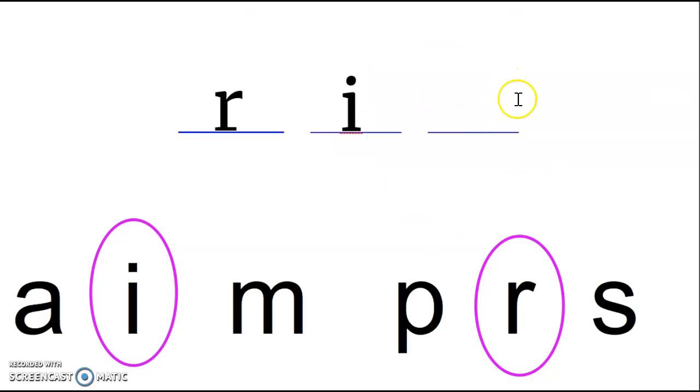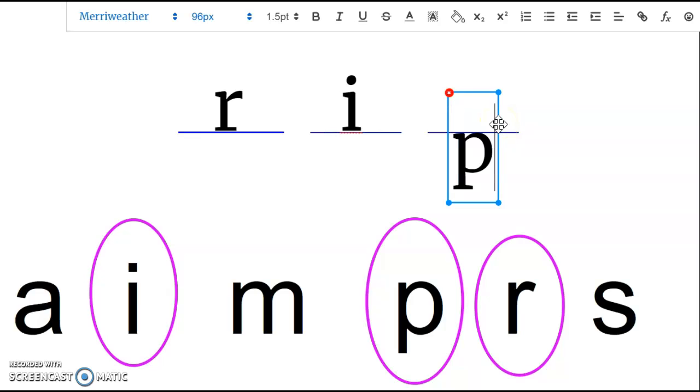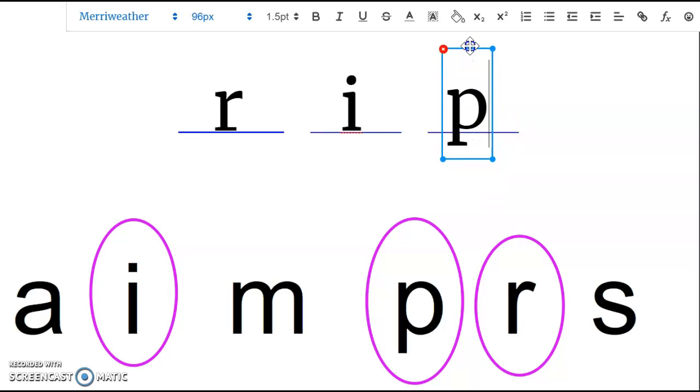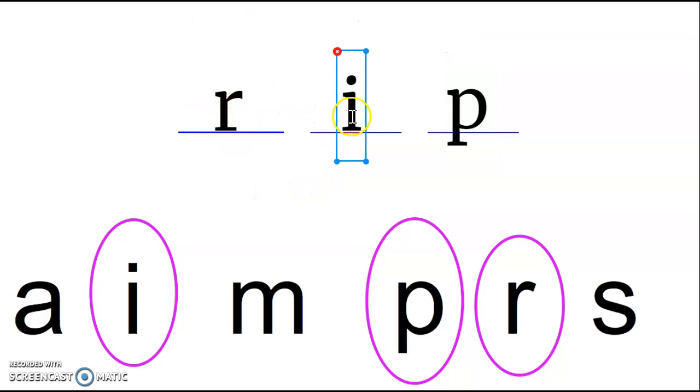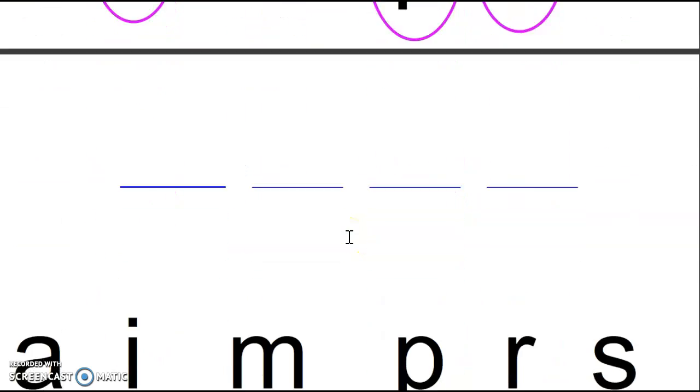Our last letter, the third letter of our word, makes the P sound. Can you find the letter below that makes the P sound? If you picked the letter P, you are correct. Letter P makes the P sound, and it is the last letter in our word. Our word is spelled R-I-P. R-I-P spells rip. Rip.